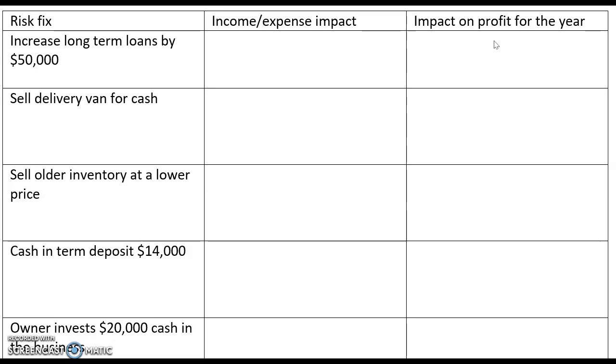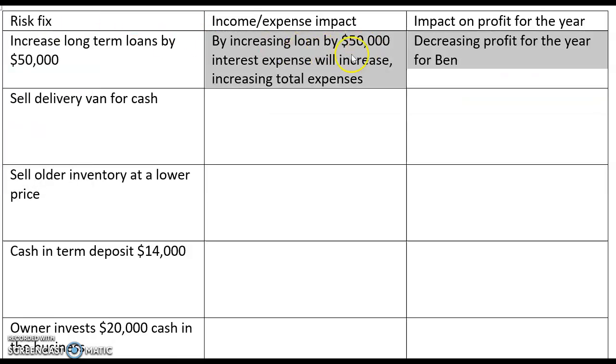For example, if we decide to increase long-term loans by $50,000, what that will do is improve our risk because our bank account will go into positive. We'll be able to pay those accrued expenses and therefore reduce that risk. However, you need to acknowledge that it's going to have an impact on the financial statements. That impact is firstly to do with the interest expense. By increasing the loan by 50,000, interest expense will increase, increasing total expenses. Therefore, there's a flow-on effect to profit. If we've got an increase in total expenses, it decreases the profit for the year, and then the name of the person, in this case, Ben.